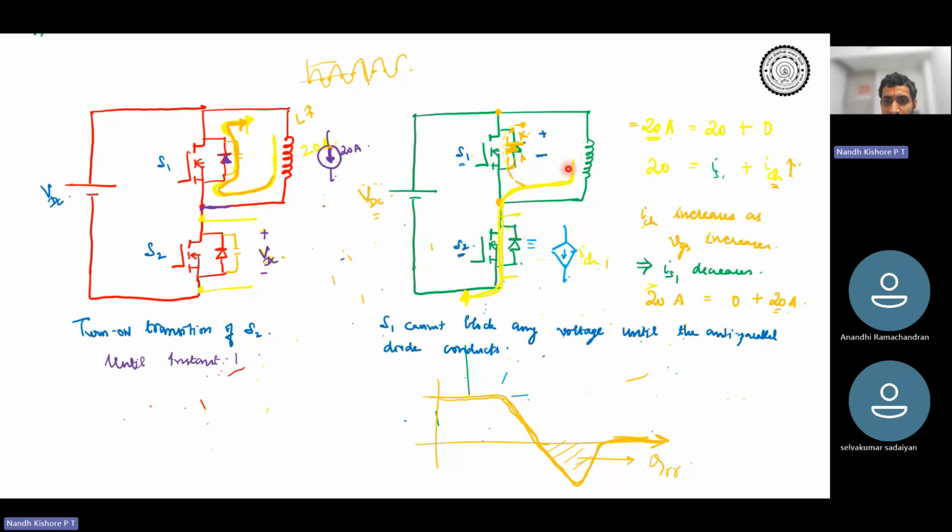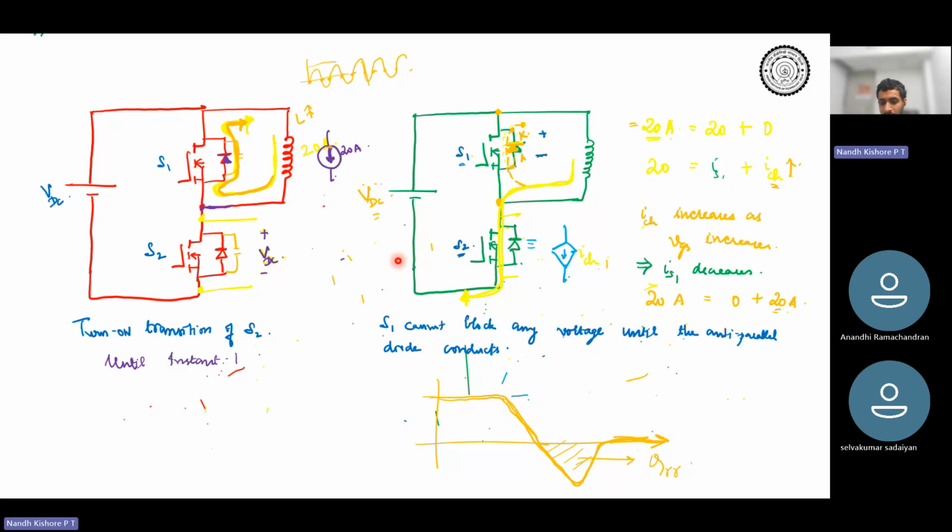Okay. So what happened initially, we started with the antiparallel diode of S1, then slowly the current through S2 increased, slowly the current through the antiparallel diode decreased, and finally the entire current is being carried by the channel of S2, which is so far in the saturation region.